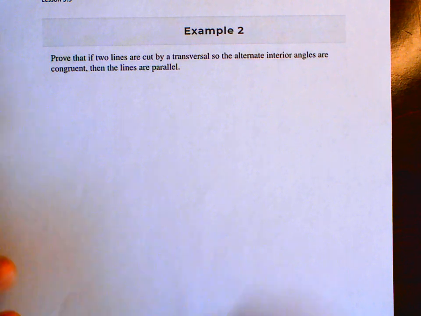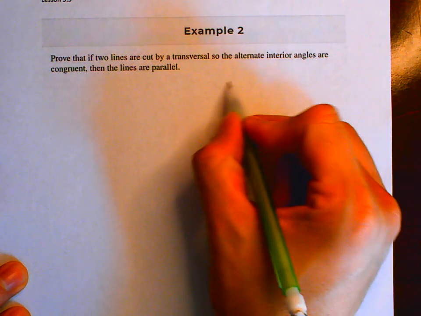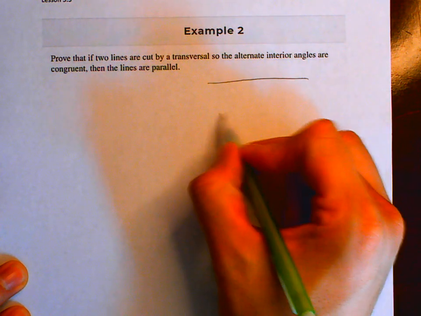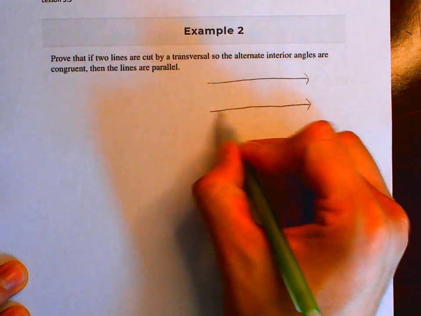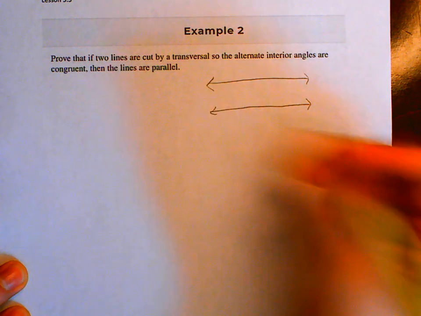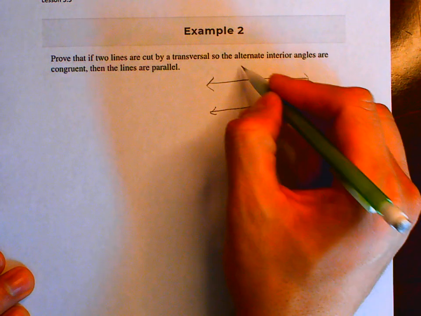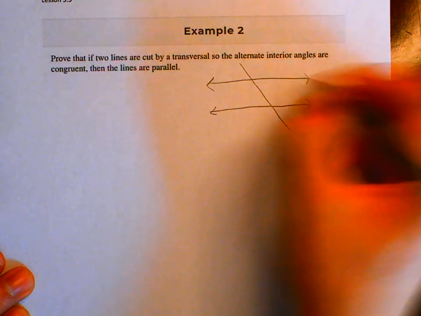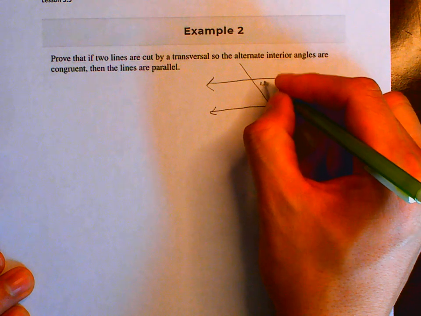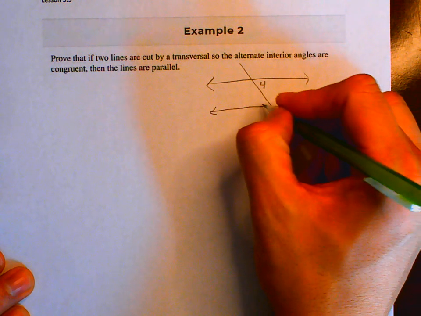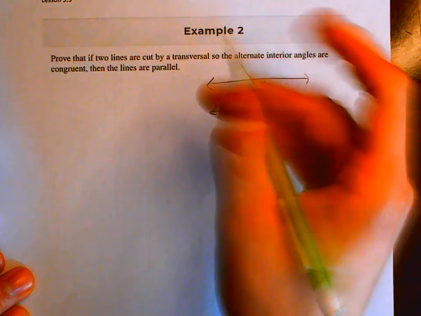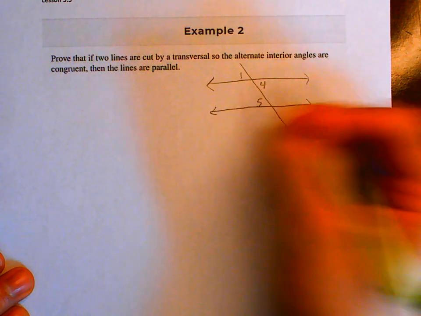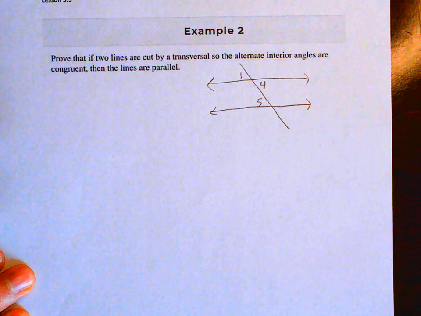So first off, we need a diagram. Let's go ahead and draw one. So if I have two lines, now notice they look parallel, but I have not proven that they are. So you have two lines cut by a transversal. My goal is to prove that angle 4 and angle 5 right here are going to be congruent. Now I need another angle to kind of help me out here. And I'm going to use the same strategy that I used in one of the problems in the last lesson.